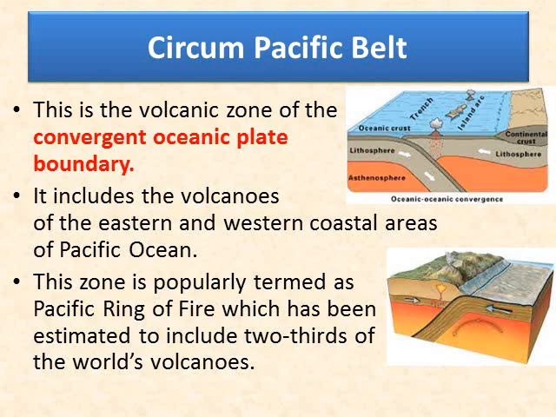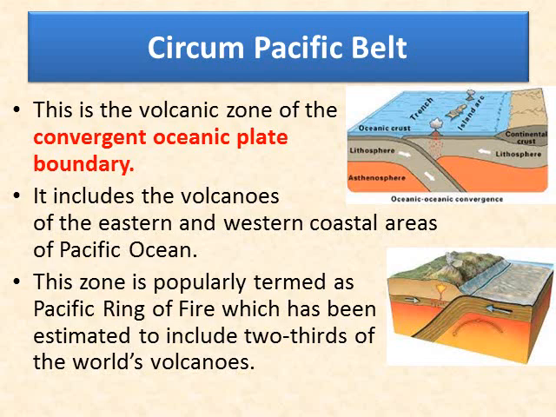It includes volcanoes of the eastern and western coastal areas of the Pacific Ocean. This zone is popularly termed the Pacific Ring of Fire, which has been estimated to include 2/3 of the world's volcanoes. That is, in the Circum-Pacific Belt, you can find the convergent oceanic plate boundary. It is called the Pacific Ring of Fire because 2/3 of the world's volcanoes can be found here.